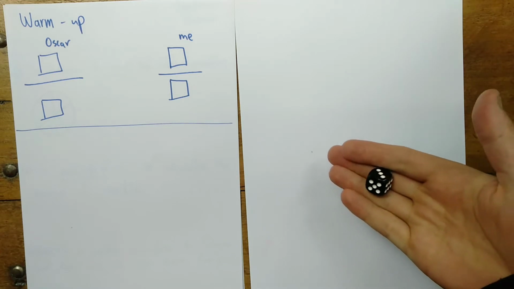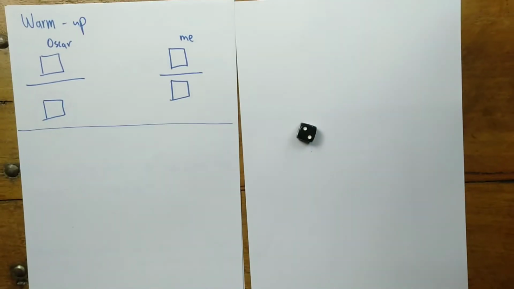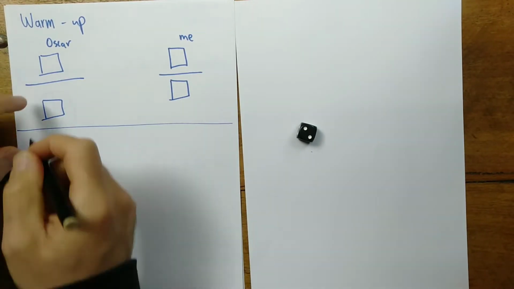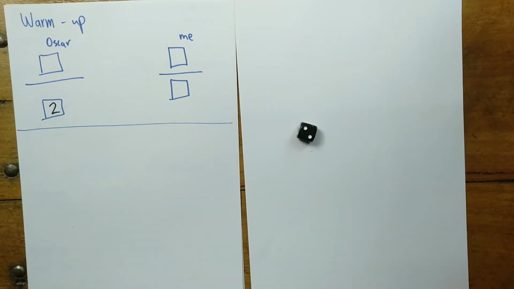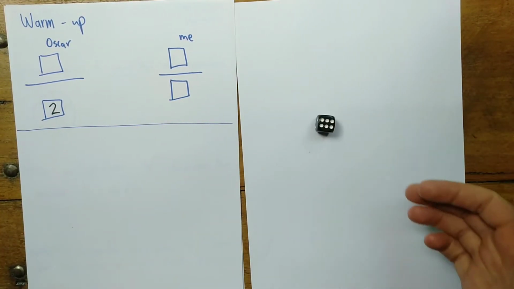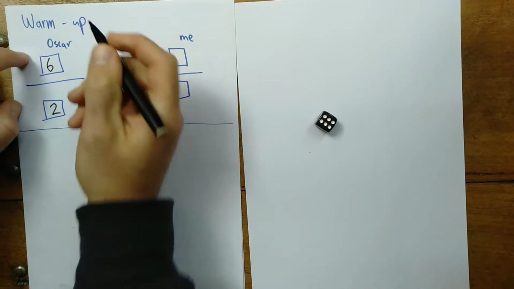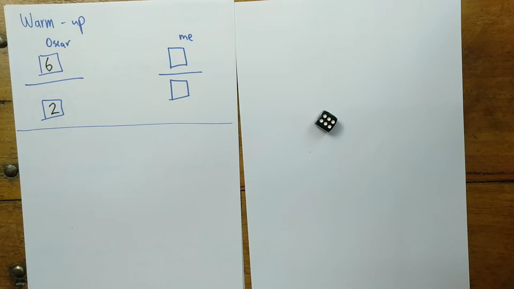Yeah, that's right. Is that on our screen? No. So we got a 2. Where would you like to put that? I'll put it on the bottom. Put it on the bottom. All right, and then you have another roll. And a 6. So that fraction might read 6 over 2.